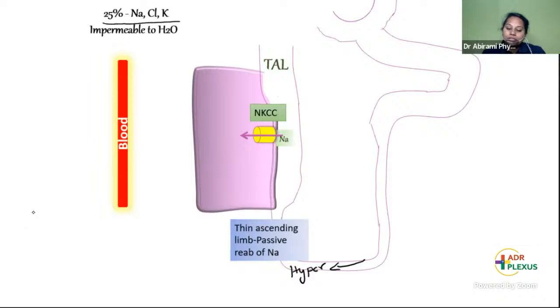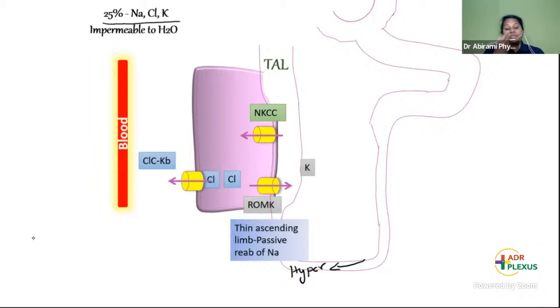See what happens? Sodium is reabsorbed, potassium is reabsorbed, and this potassium is again recycled through ROMK potassium channels, renal outer medullary potassium channels. So it's recycled back into the lumen. Chloride is reabsorbed, and chloride also goes into the blood through CLC-KB chloride channels. So this is how NKCC helps in reabsorption of sodium, potassium and chloride.